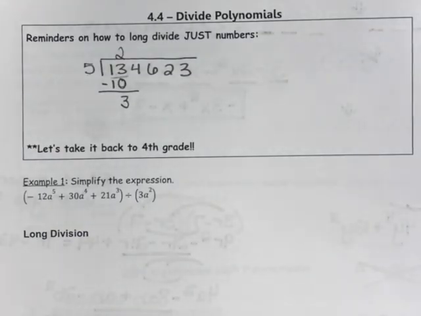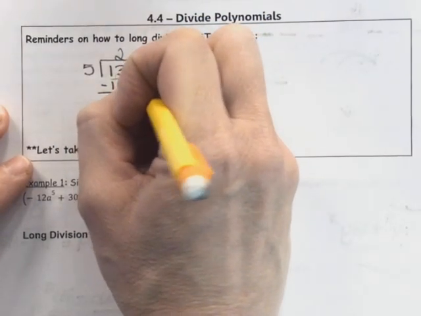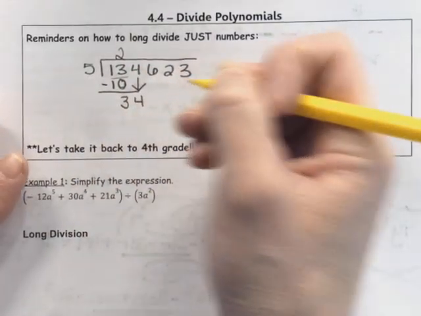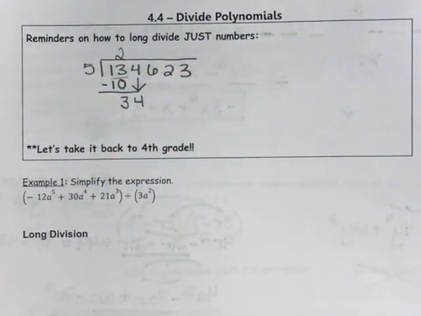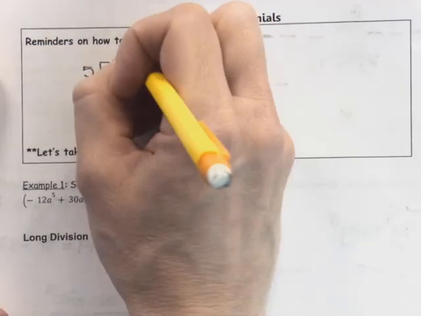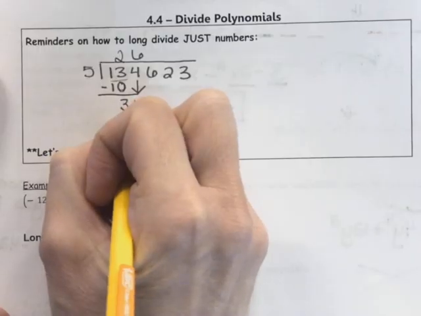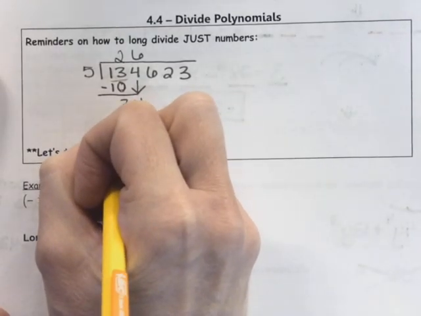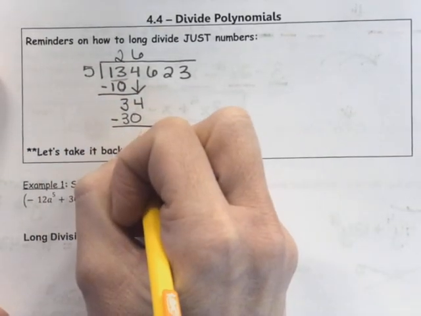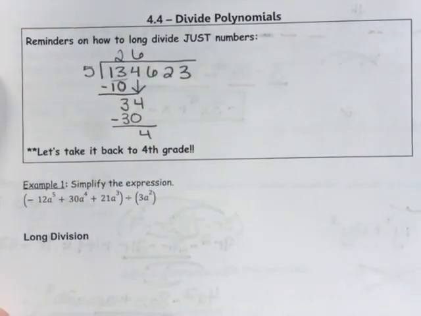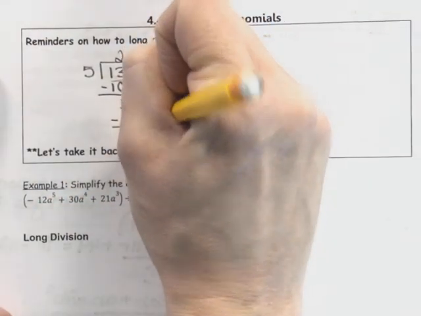Okay, do you remember what happens next? Not the whole rest of it, but just, yeah, one at a time. So let's drop the 4 down. Okay, how many times does 5 go into 34? 6. So the 6 goes here. 6 times 5 is 30. Subtract, and I get what? 4. Then what do I do? Bring down the 6.